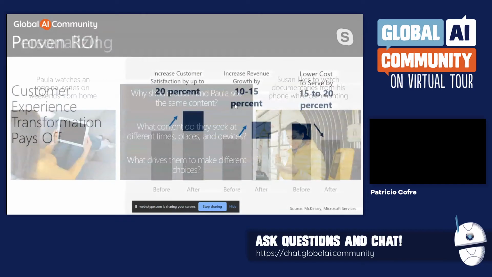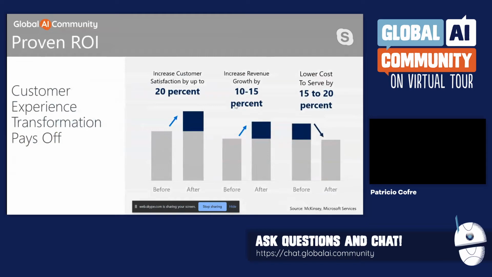Okay, and also there's some stuff in the literature, and these are some statistics from McKinsey and Microsoft Services that show that customer experience pays off. So we can get a higher customer satisfaction. There's some 20% extra on customer satisfaction before and after using personalization. We can find some 10 to 15% measured increase in revenue growth before and after using personalization in general. And it has also been documented that you can find some cost efficiencies, from 15 to 20%, before and after starting to use personalization.